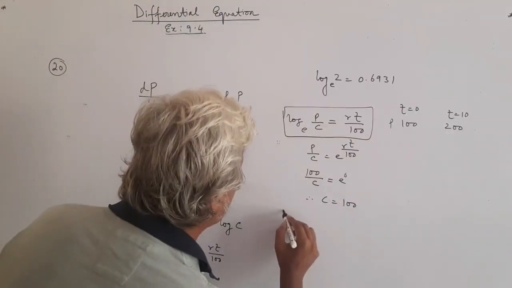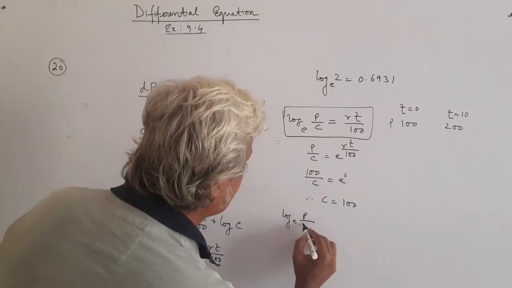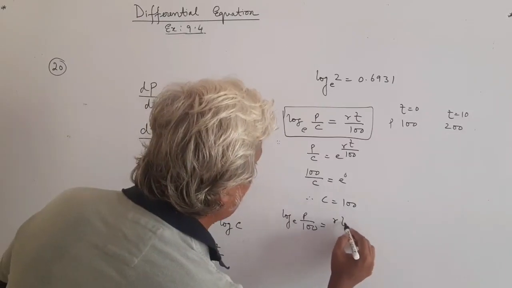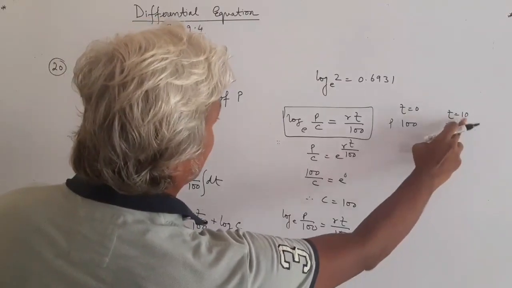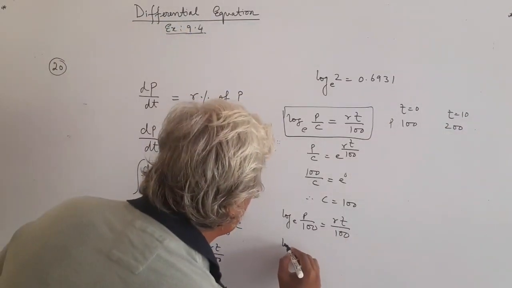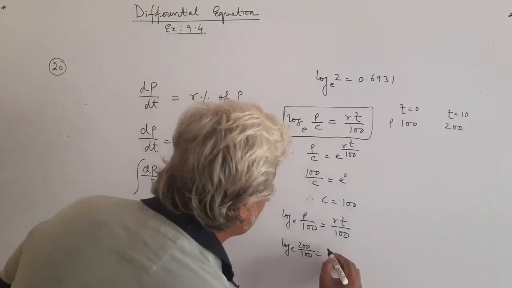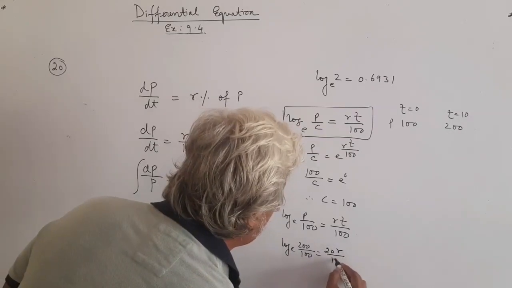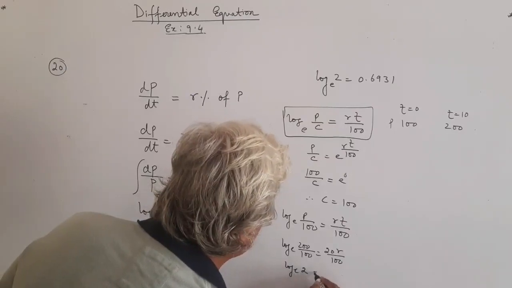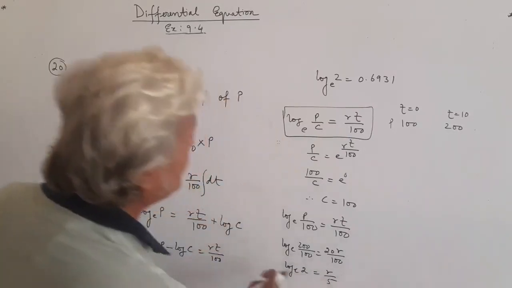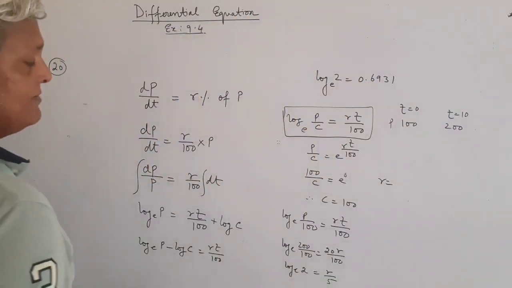So now I write log e, P is P, C is just 100, equal to rt by 100. Now I put the second values, that is t is 10 and P is 200. So this becomes log e of 200 by 100, and t is 10, so this is 10r by 100. So this becomes log e 2 is r upon 10. Now this value we have, so our r will be 10 times log 2 to the base e.